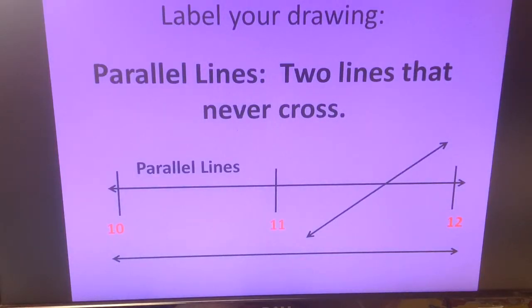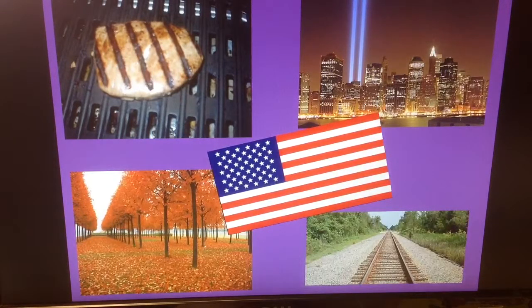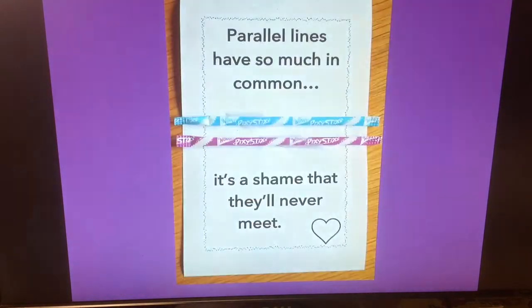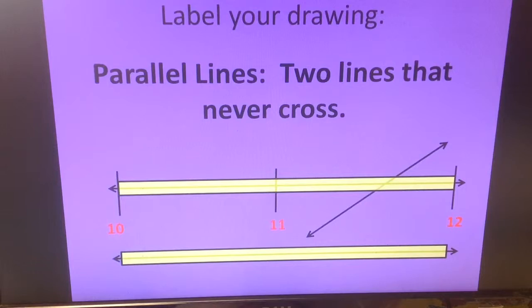Parallel lines, on the other hand, are two lines that never cross. So even though you can't see the whole line, you can see that they go right alongside each other and they will never cross no matter how big we draw them. Here's some pictures of parallel lines that I thought of. Oh, funny little Valentine I found. Parallel lines have so much in common. It's a shame that they'll never meet. Cute. So there's a picture of the parallel lines.